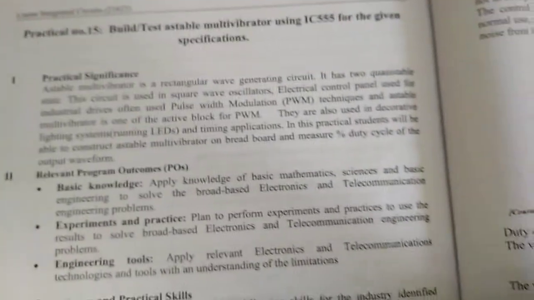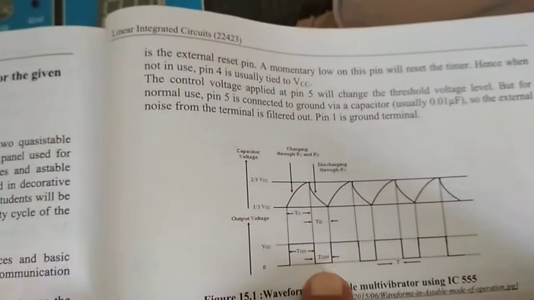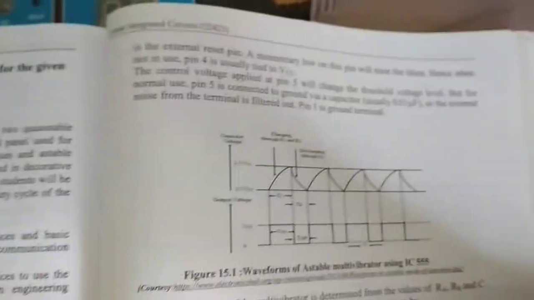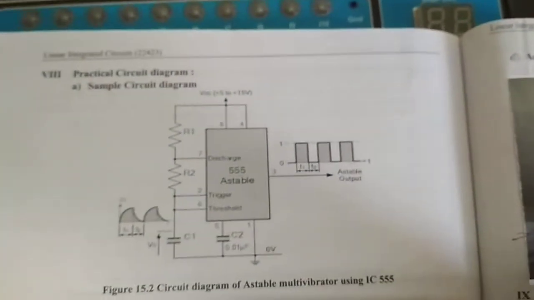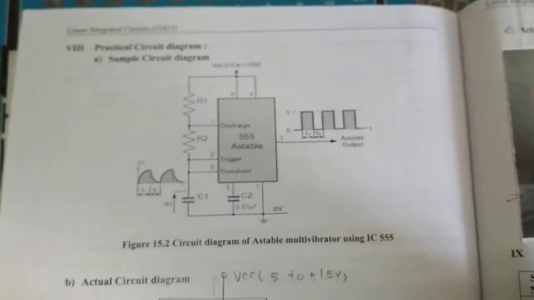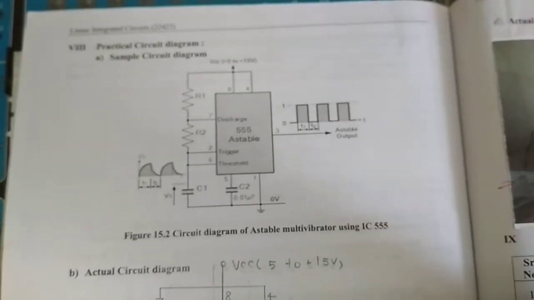It is also called a free running multivibrator. There is no stable state, so it changes states frequently, depending on the values of RA and RB. We need not give any external input or external trigger to change the state of this multivibrator. That's why it is called a free running multivibrator.